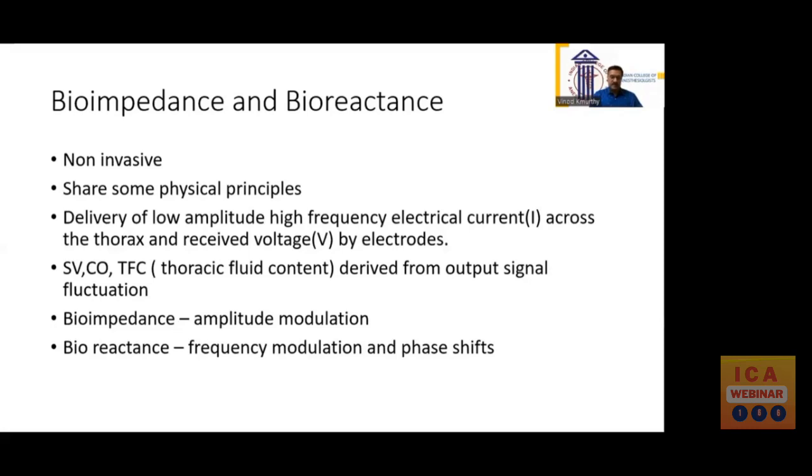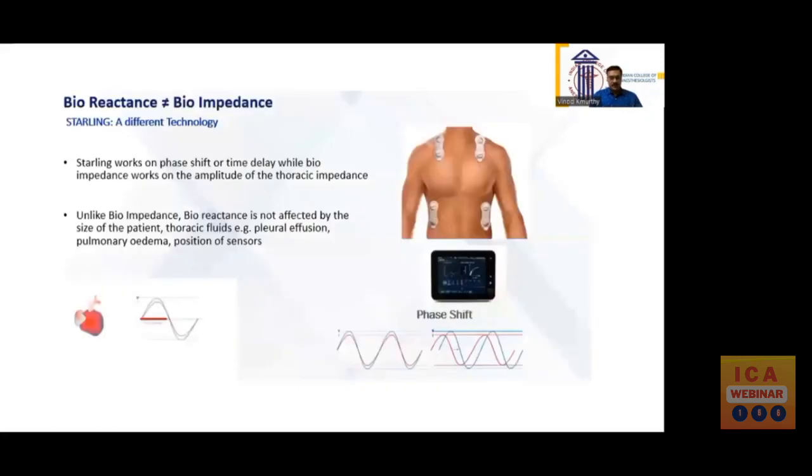Bioimpedance is mainly based on amplitude modulation, whereas bioreactance is based on frequency modulation and phase shifts. The bioimpedance cardiac output monitors face certain technical and pathophysiological limitations due to extraneous electrical interference, making them less suitable. Coming to the bioreactance, or the Starling SV monitor as it is called today, it works on the principle of phase shift or time delay.